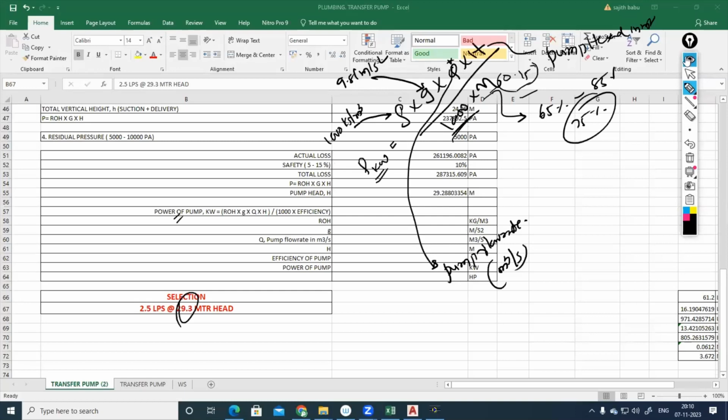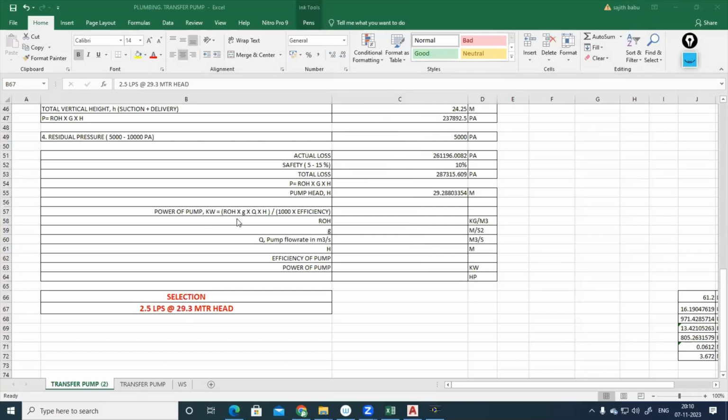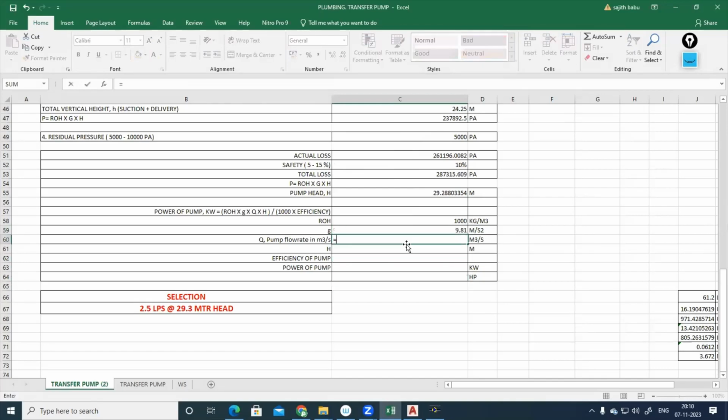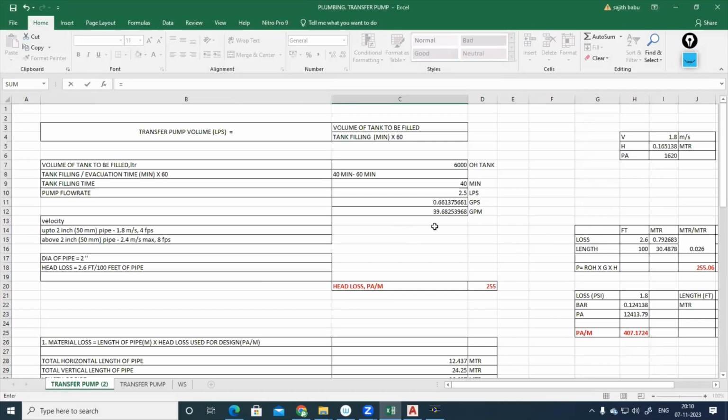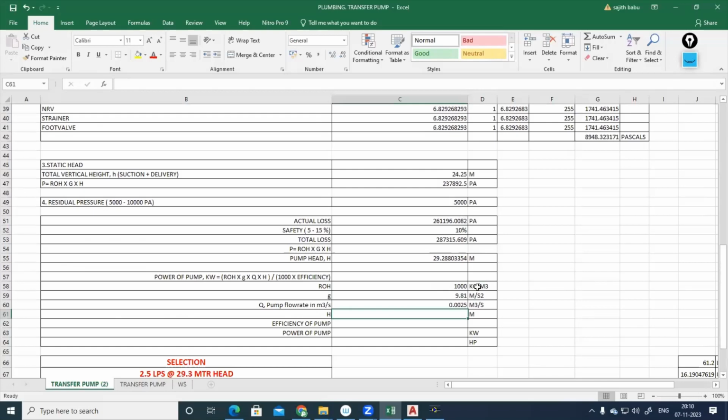From this equation, power of pump will be rho G Q H divided by 1000 into efficiency. Rho, you know, is 1000 kilogram per meter cube. G is 9.81 meter per second square. Pump flow rate, we know that in liter per second here, but we need it in meter cube per second. So liter per second divided by 1000 converts it to meter cube per second. 1 meter cube is 1000 liter.